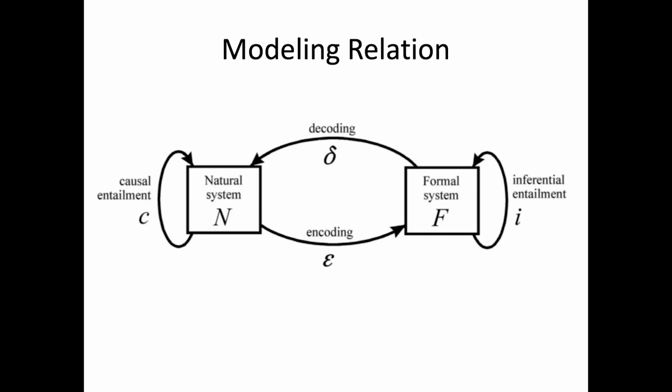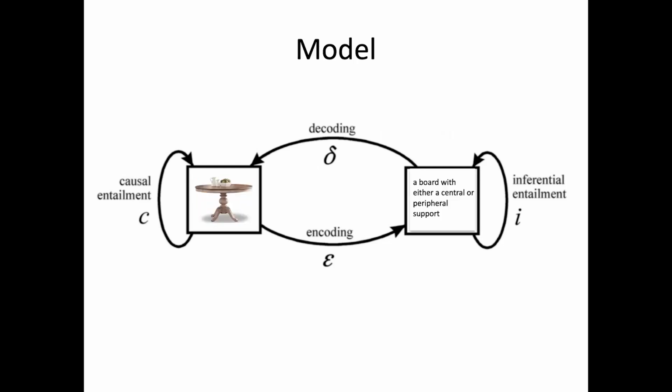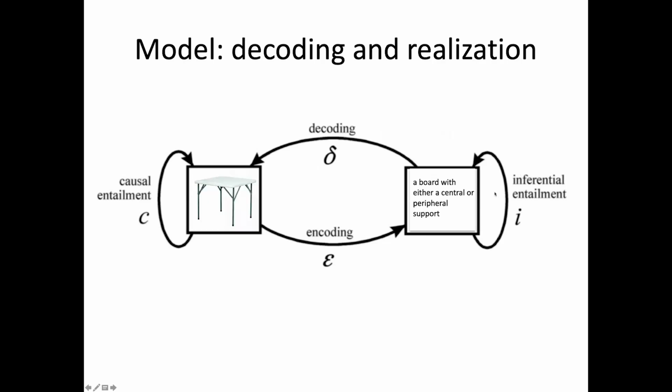So for example, we have a table as a natural system that is not alive. What will be the model, the causal entailment of the table? The table is not a chair, it's not another object, just a table: a board with either a central or peripheral support. Once we encode the causality of a table as a board with either a central or peripheral support, with its own inferential entailment, we can already use the formal system to realize any kind of table. So it's important that in the model, in the decoding, there is also a kind of realization.